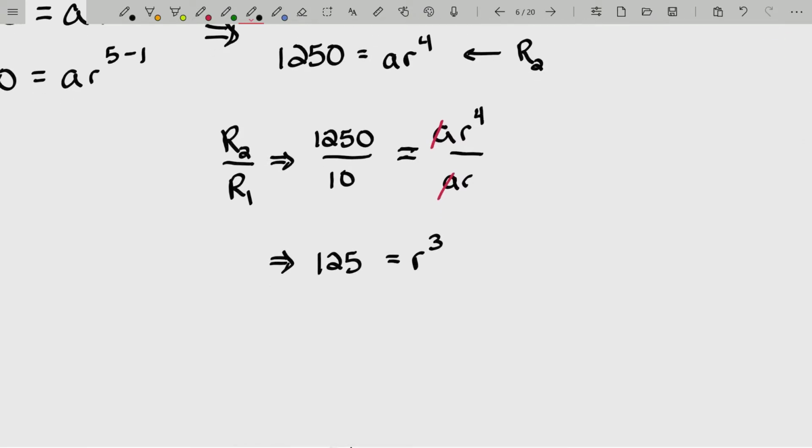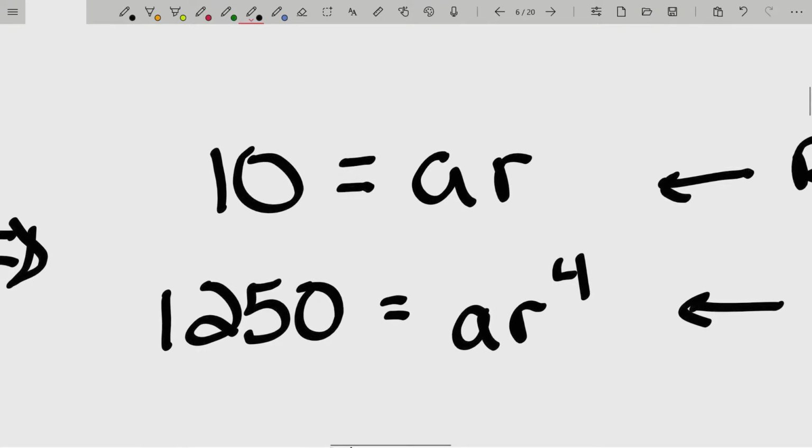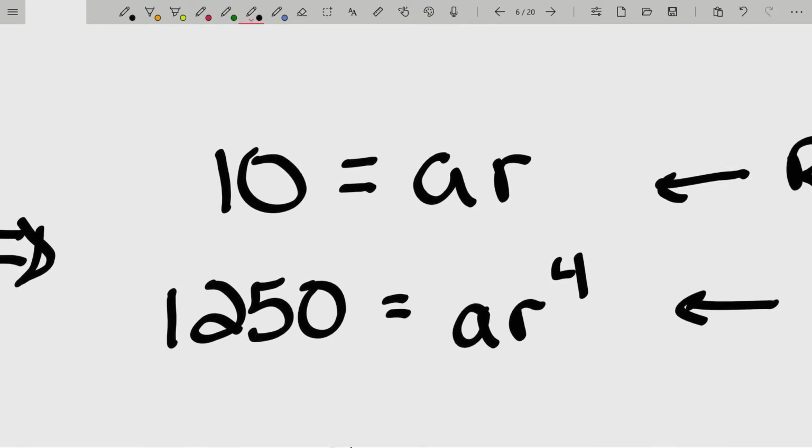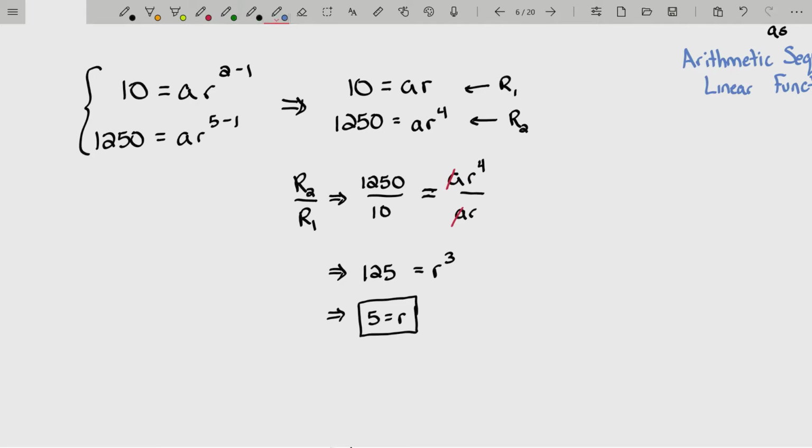Well, I happen to know that 5 to the 3rd is 125, so that means that r is equal to 5. Once I find that, I can go to either of these formulas and substitute in 5 for r. I think you know which one I'm going to use. If I substitute 5 into that, it's super easy, right? A will be 2. So I go ahead and do that. I'll even write that out so I don't skip that step, but this implies 10 is equal to a times 5, or in other words, a is equal to 2.